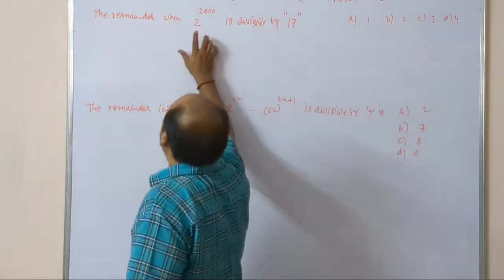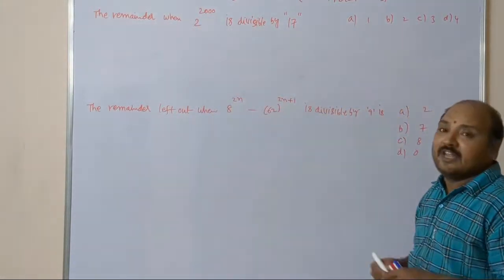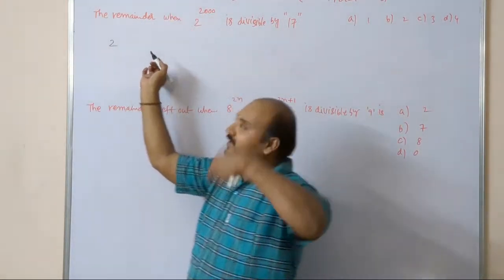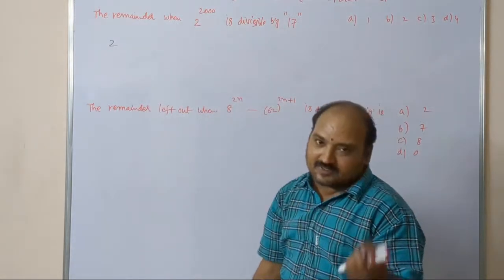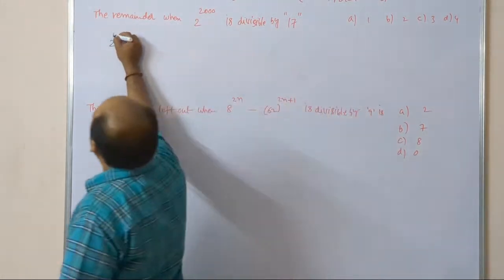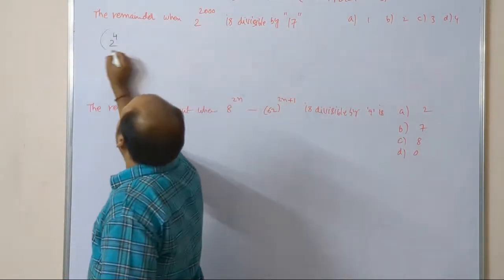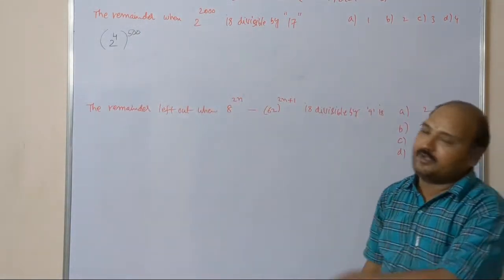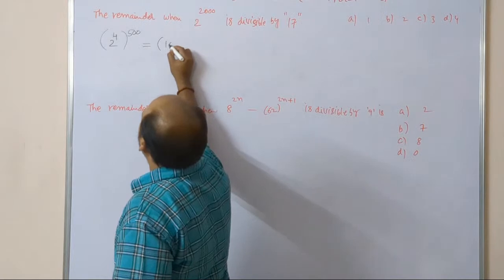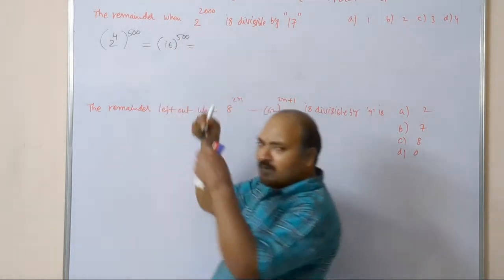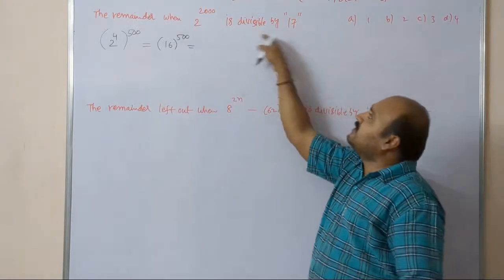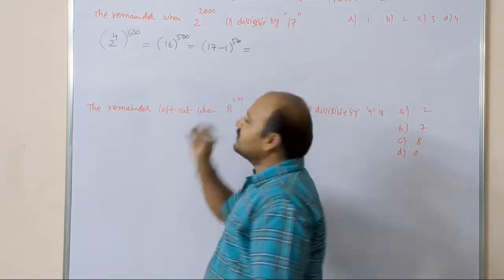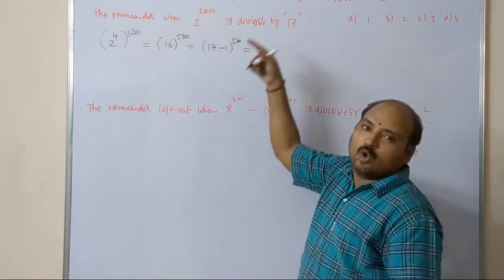The remainder when 2 power 2000 is divided by 17. So what I am doing is writing 2 power 2000 in powers near 17. 2 power 4 is 16, but I want 2 power 2000, so if you multiply by 500, (2 power 4) whole power 500. So 2 power 4 is 16, whole power 500. I want to write 16 in terms of 17, because it is divisible by 17. So (17 minus 1) whole power 500, which is equal to the (x minus 1) whole power expansion.